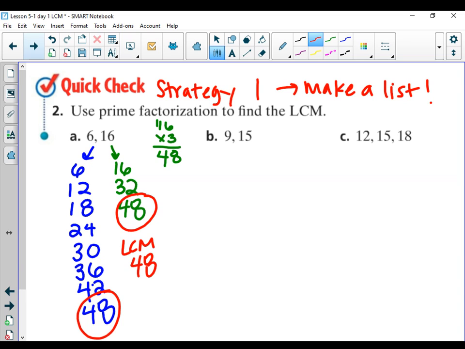Go ahead and pause so you can do B and C. Pause and work.